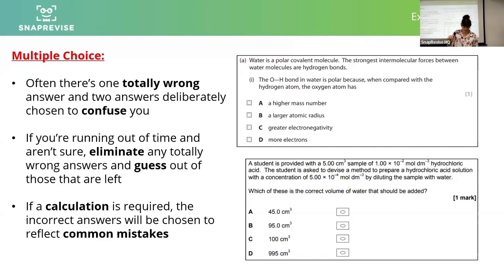Question 2, or the second question on this page, sorry, says a student is provided with a 5 centimeter cubed sample of 1 × 10⁻² mole per decimeter cubed hydrochloric acid. The student is asked to devise a method to prepare a hydrochloric acid solution with a concentration of 5 × 10⁻⁴ moles per decimeter cubed by diluting the sample with water. Which of these is the correct volume of water that should be added? Again, have a think about what you might put, but if you're not sure, what's the context?